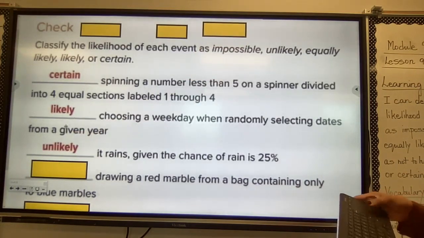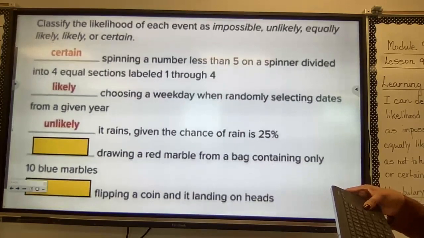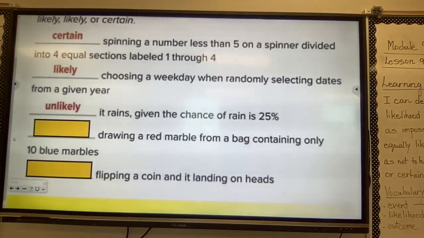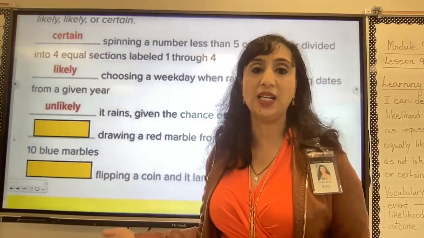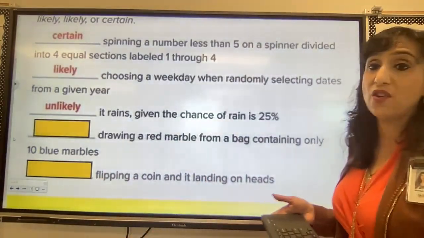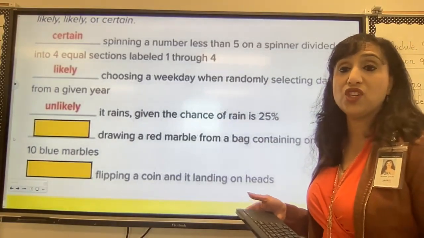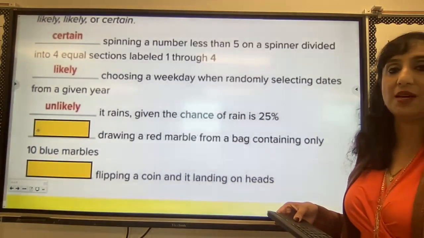All right, just these examples. Then let's look at drawing a red marble from a bag containing only 10 blue marbles. If there are only 10 marbles, all blue in color, I can't be drawing a red from there because there's no red. So the chance of this happening is impossible. This is impossible.